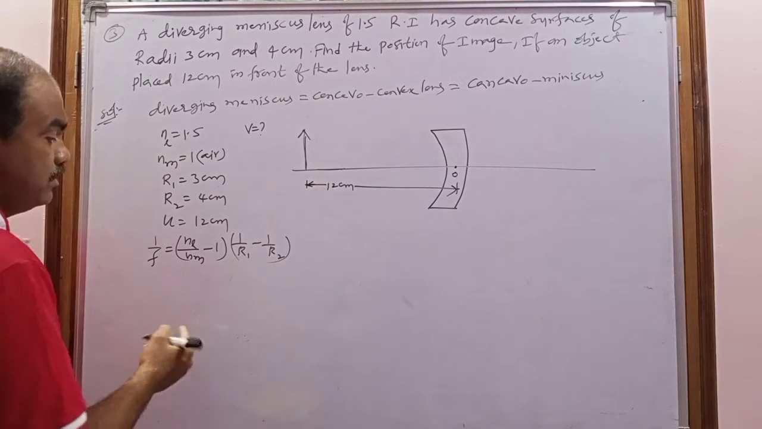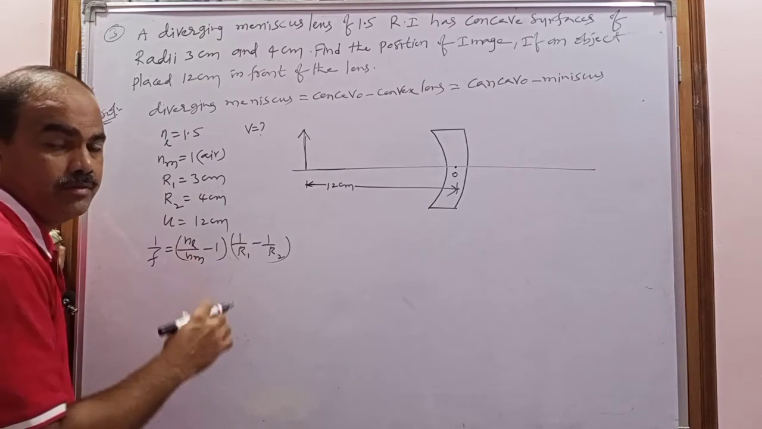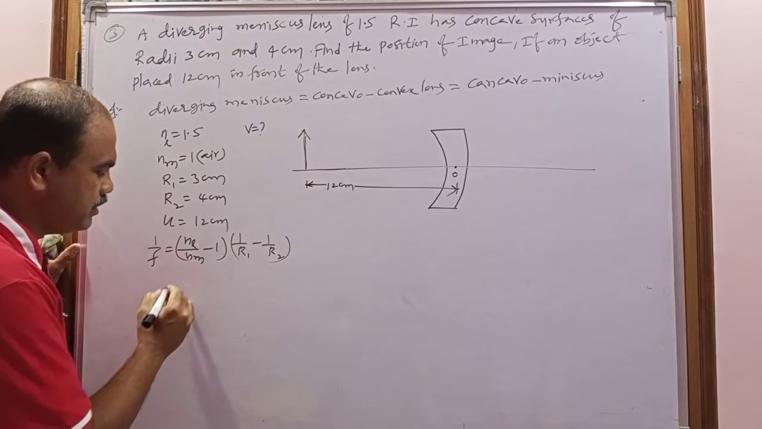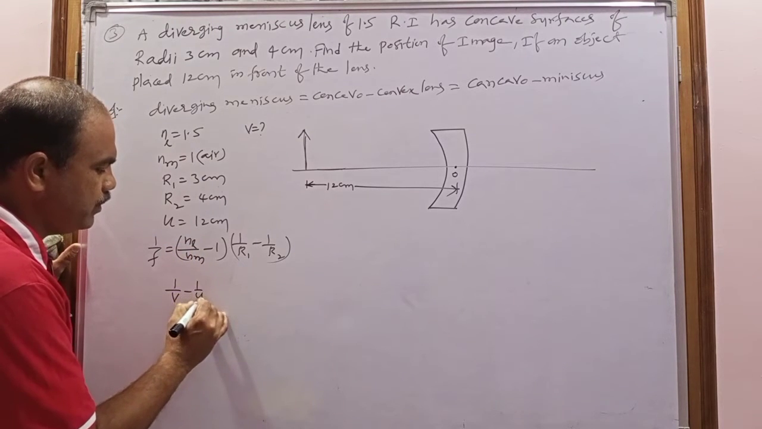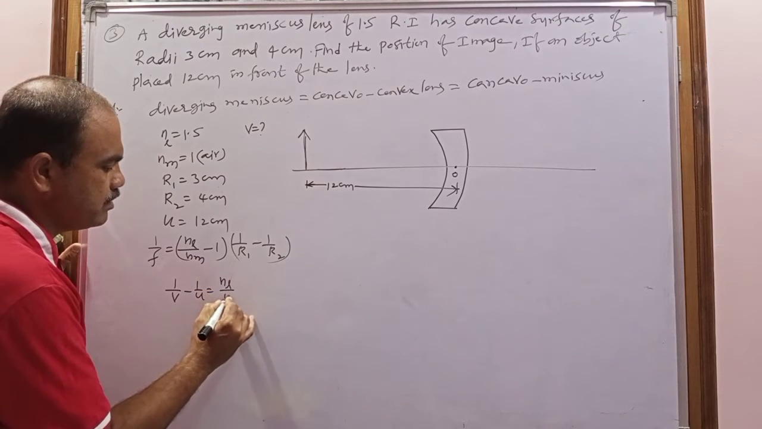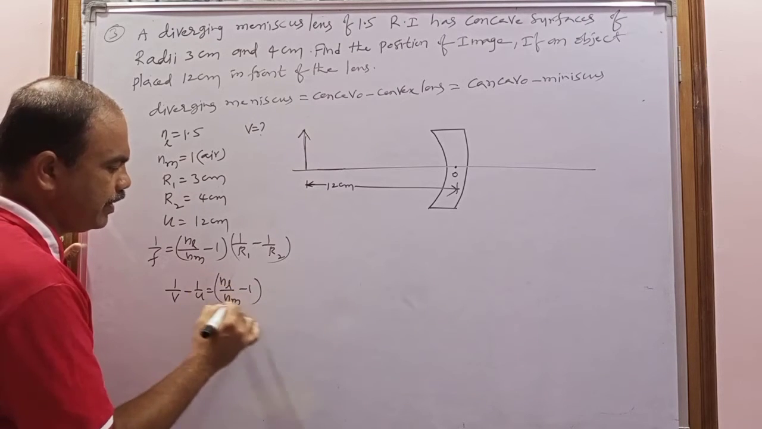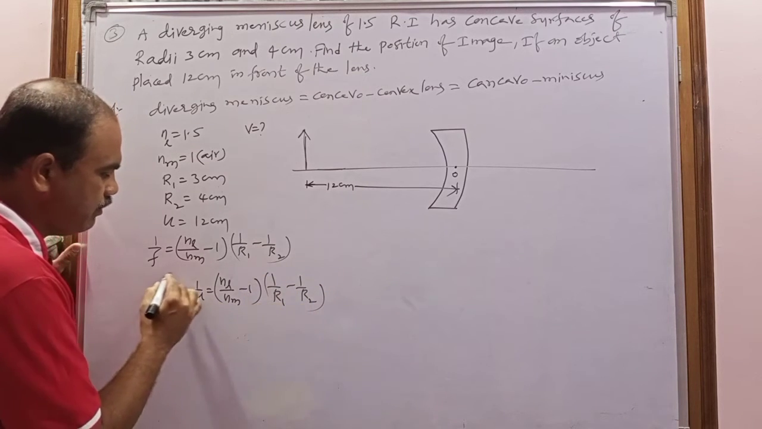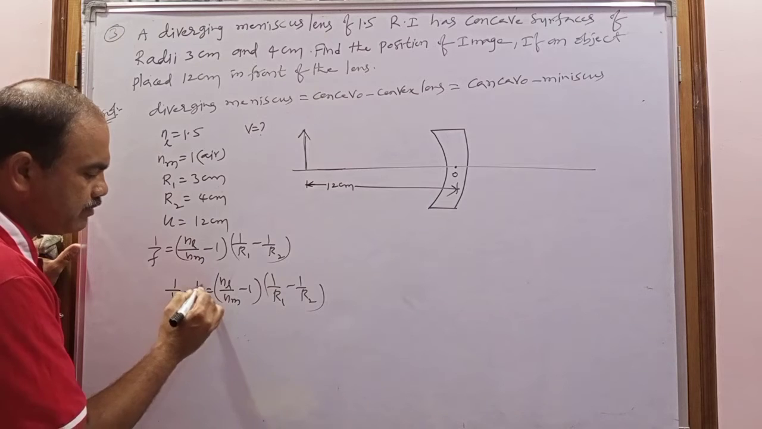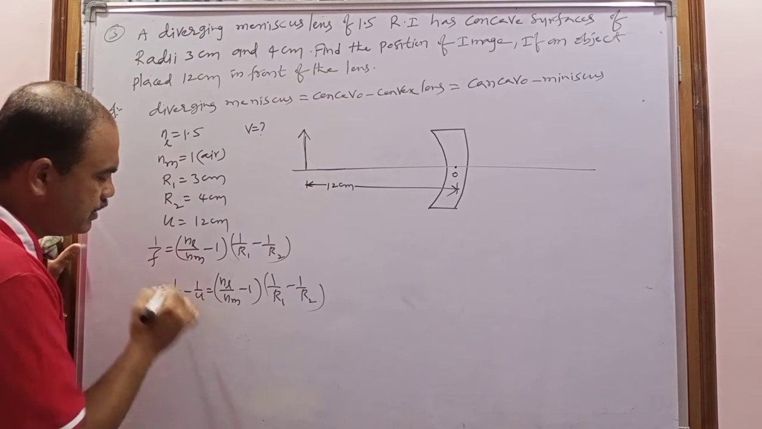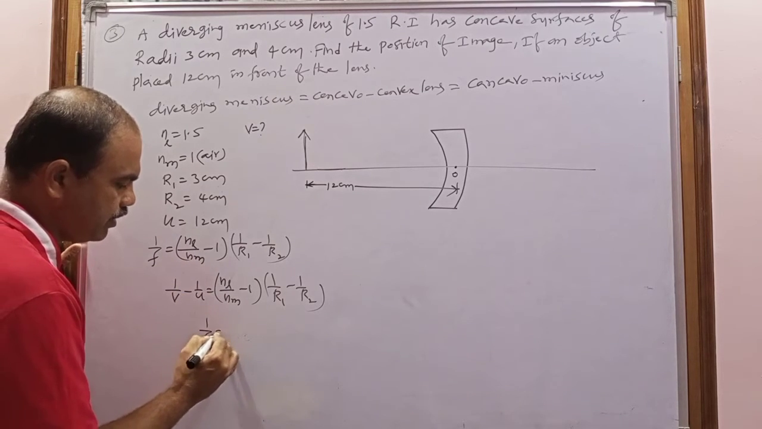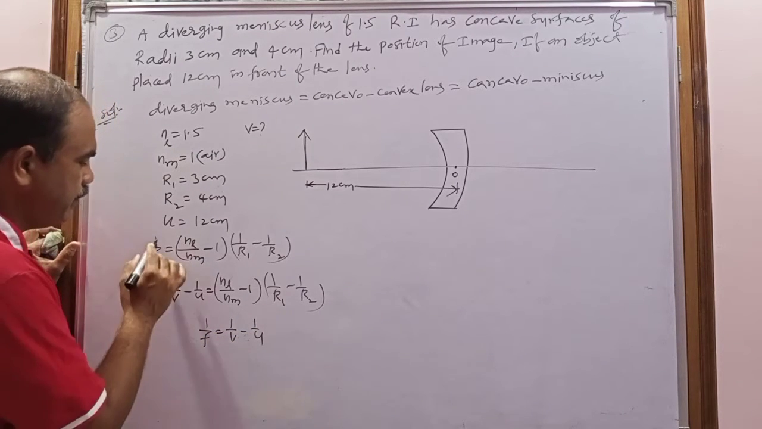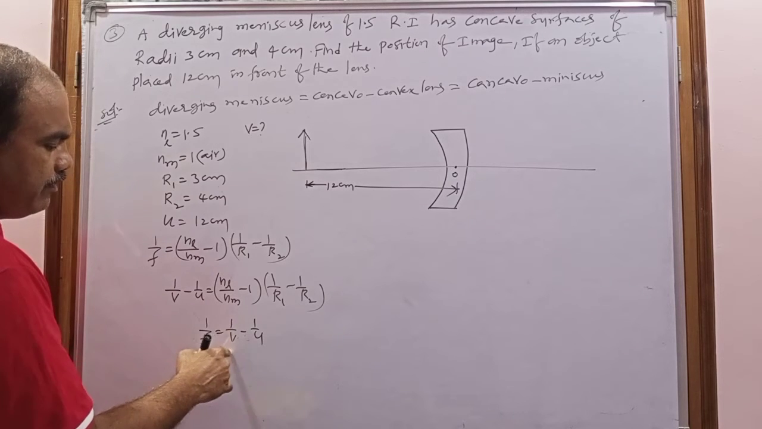And another form is, when I was deriving this formula, first you got one formula. What is that? 1 by v minus 1 by u equal to refractive index of lens by refractive index of the medium minus 1 into 1 by R1 minus 1 by R2. In the place of 1 by f, we took 1 by v minus 1 by u.